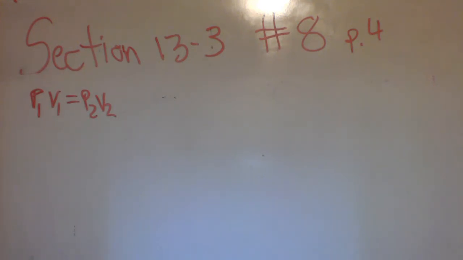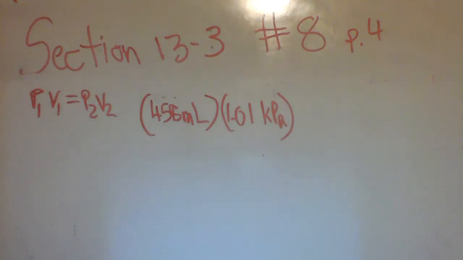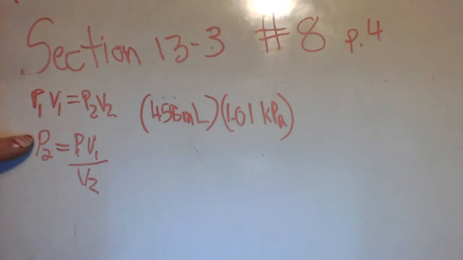The first volume is 458 milliliters with a pressure of 1.01 kilopascals. The problem states that the pressure is changed and the volume becomes 477 milliliters. Thus, we are looking for the second pressure because that's the one that is missing. We rearrange the equation so that the second pressure is being solved for. Then we insert the actual numbers in the place of the variables.